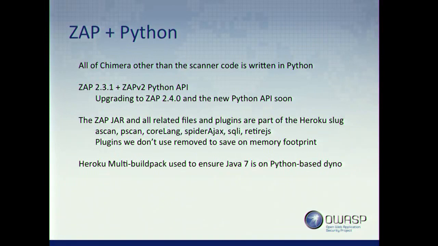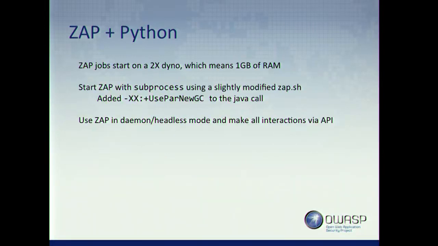And this is really all we need to run ZAP in a headless mode and do the scans that we're trying to get done. And then we use the Heroku multi-build pack around it to ensure that we have all of the backing libraries like Java 7 on our Python-based dyno. So we start our ZAP jobs on a 2x dyno, which for those of you that are not aware of Heroku's constraints means 1 GB of RAM. And we start ZAP with the subprocess library from Python using a slightly modified zap.sh. We added a garbage collection flag because in our not so rigorous testing, it seemed to bring the memory footprint down a little bit.